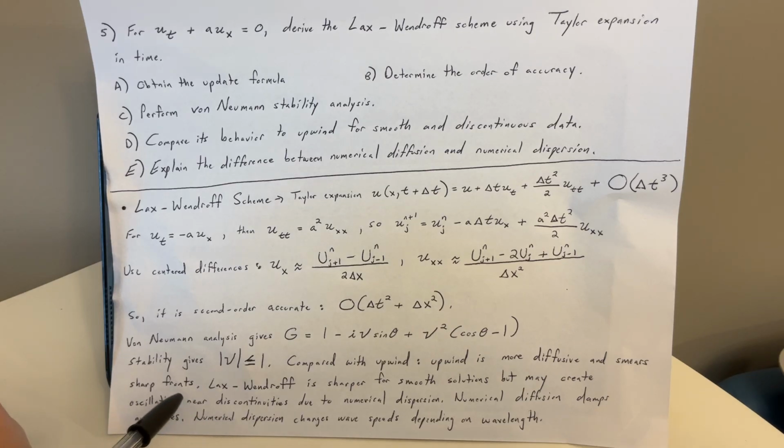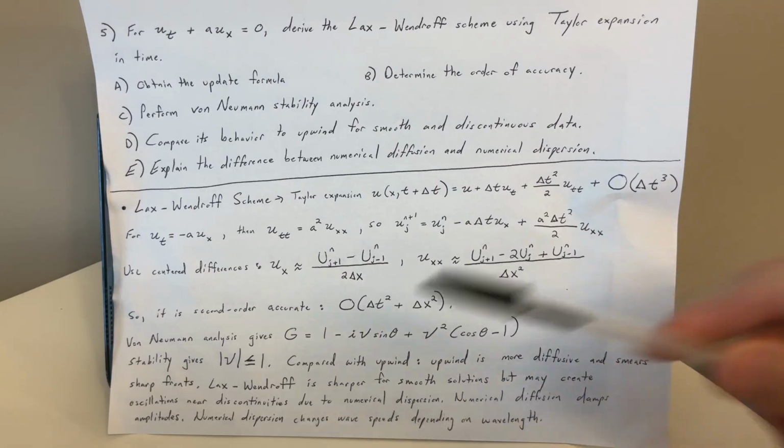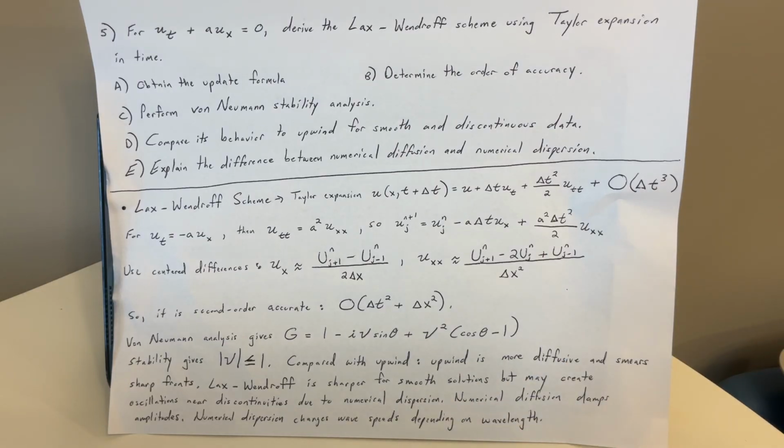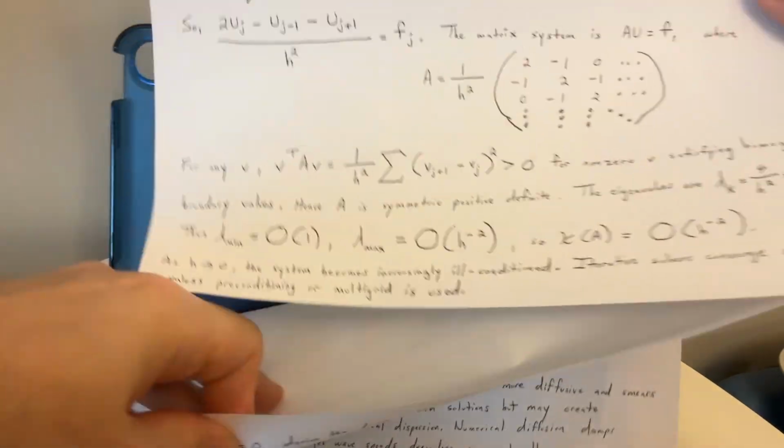it is more diffusive and smears sharp fronts. So our LW is sharper for smooth solutions, but may create oscillations near discontinuities due to numerical dispersion. Numerical diffusion dampens amplitudes, and numerical dispersion changes wave speeds depending on wavelength. So again, numerical diffusion damps amplitudes. Numerical dispersion changes wave speeds depending on wavelength. So diffusion, dispersion. Sorry if I wrote this kind of sloppy. That's number 5. Moving on to number 6.